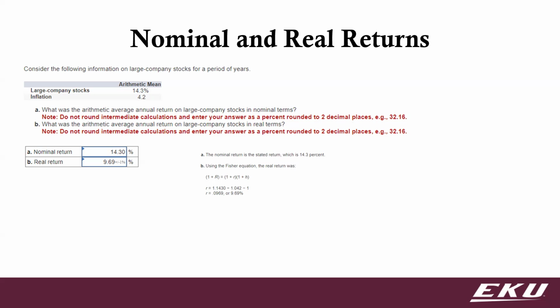So they told us what the nominal return, that arithmetic mean, is. They gave us that to begin with. But you notice you can't just say 14.3 minus 4.2, right? Instead, it's 1 plus each percentage, and then you have to divide and subtract 1 from that quotient. And that will give you what the real return is. So in this case, it's a little over 9.5%.